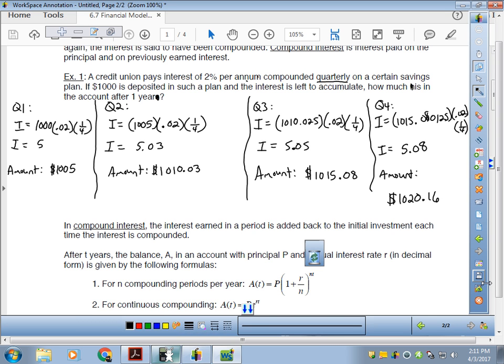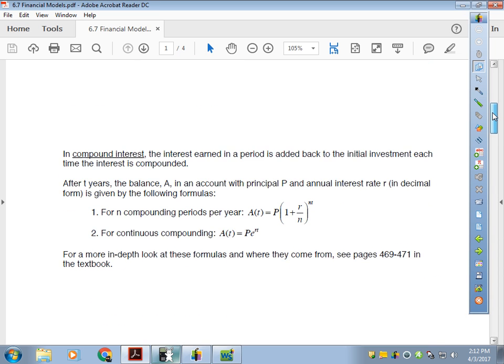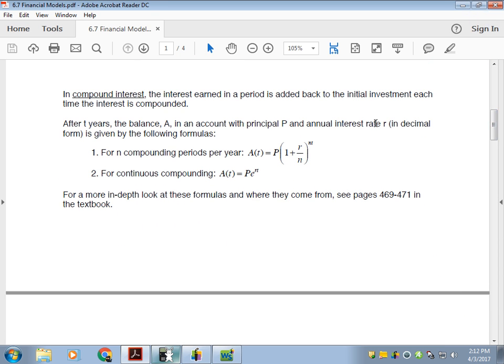It's kind of unpleasant. You have to sit here and calculate the interest, add it in, calculate the interest, add it in, calculate the interest, add it in. And we only had to do it 4 times. Imagine if it was monthly, you would have to do it 12 times. Or imagine if it was daily, you would have to do it 365 times. And that's just crazy. So instead of doing it like this, mathematicians actually developed a formula for this compound interest. So that's what you can see right here.